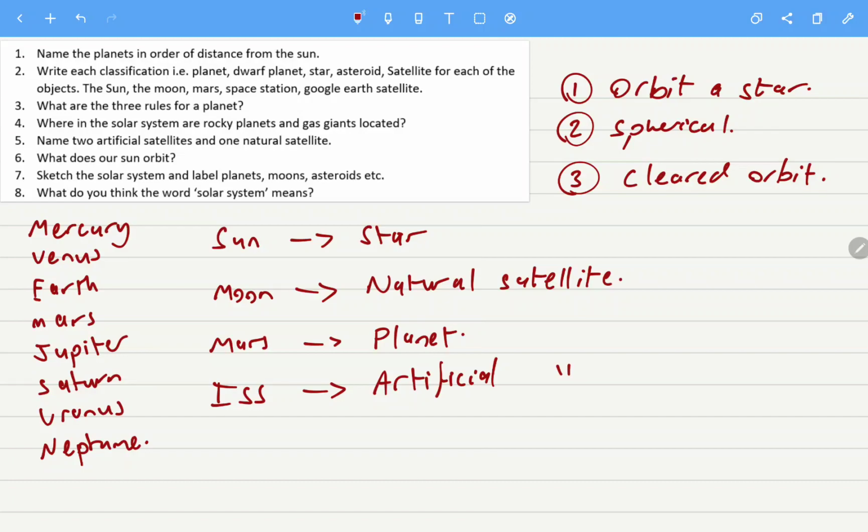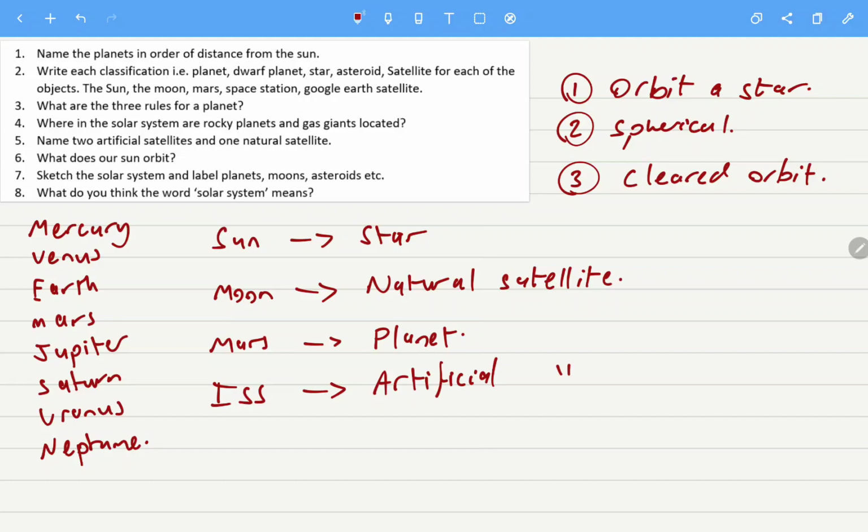Number 5 says, name 2 artificial satellites and 1 natural satellite. So 2 artificial, you've probably gone with the International Space Station, any one of the telescopes, James Webb or Hubble, or GPS satellites, anything like that. So natural satellite, the moon or any of the other moons in the solar system. Number 6, what does our sun orbit? That would be the centre of the galaxy.